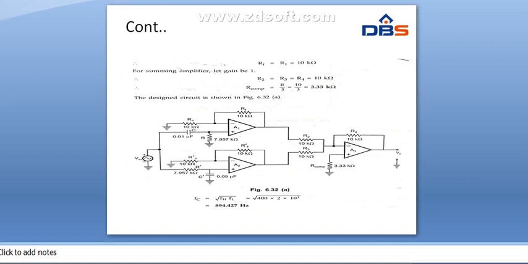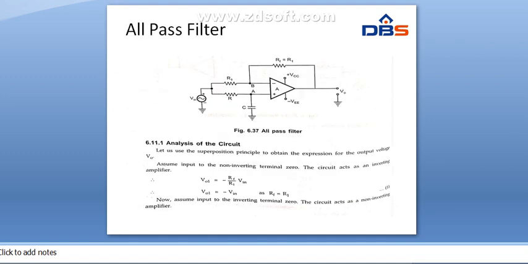So it is the wide band reject filter. It consists of high pass section, low pass section and the summing amplifier. Okay. So that is the designing of wide band reject filter. Next one is all pass filter. So it is an all pass filter circuit.